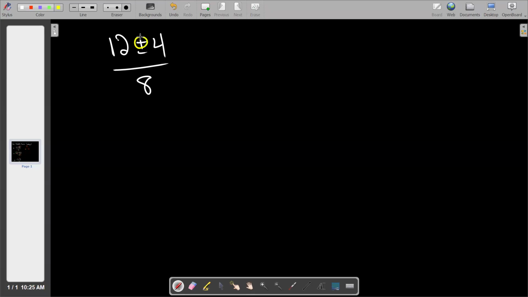Pathway number one is called plus. A plus or minus is literally a set of two instructions. So we're going to divvy this one up into two separated answers. Follow the plus pathway and ignore the minus. On the top, what is 12 plus 4? So one of your answers is 16 over 8. And what does that equal? 2.